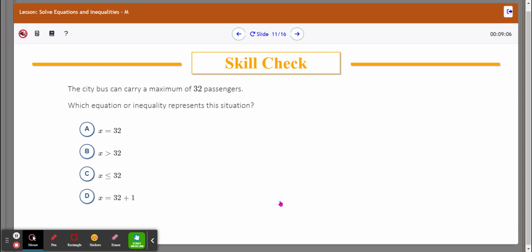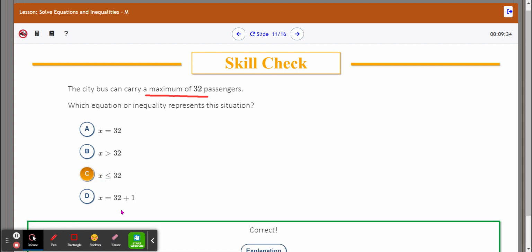And our last problem. It says the city bus can carry a maximum of 32 passengers. Which equation or inequality represents the situation? So notice the city bus can carry a maximum of 32 passengers. That means it can carry up to 32, including 32. So the number of passengers on the bus can be anywhere from 0 all the way to and including 32. So which inequality is showing me that it's less than or equal to 32? Well, the answer is C.